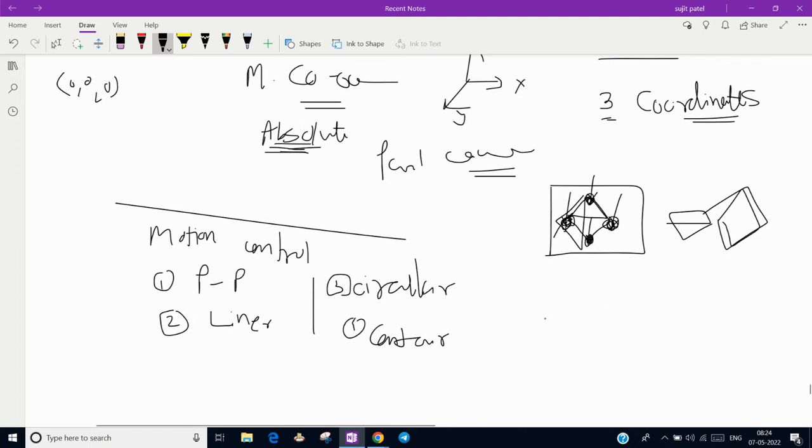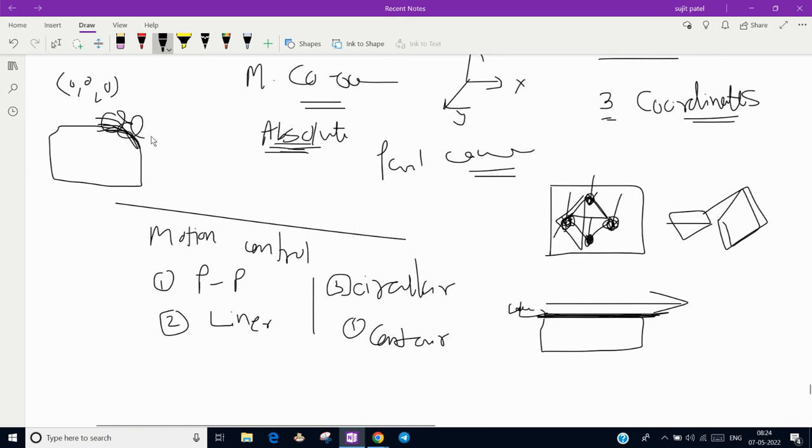Second is linear motion control. For example, this is a rectangular workpiece and on this surface you have to machine linearly. A cutting tool will come and go straight and cut. This cutting in a straight line is known as linear motion control. Third one is circular. For example, if you want to make a circular part at this portion, your tool has to move in a circular movement. The control of motion in that case is known as circular motion control.